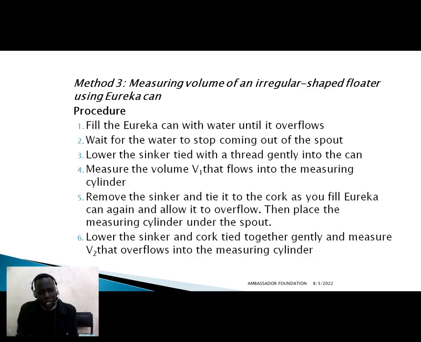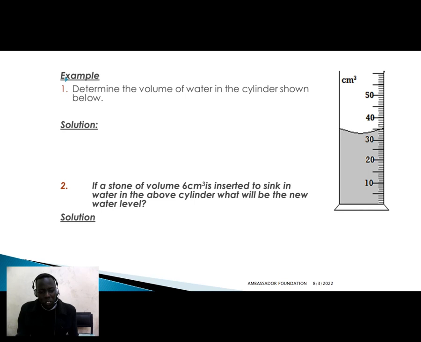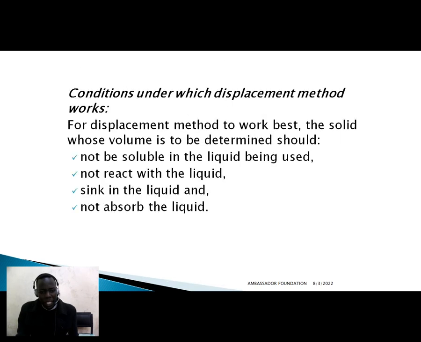But before we look at some calculation here, let me take you here. I had skipped something. Now, conditions under which the displacement method works. For the displacement method to work best, the solid whose volume is to be determined should not be soluble in the liquid being used, should not react with the liquid, should be able to sink in the liquid, and should not absorb the liquid. So ensure that it qualifies those four.